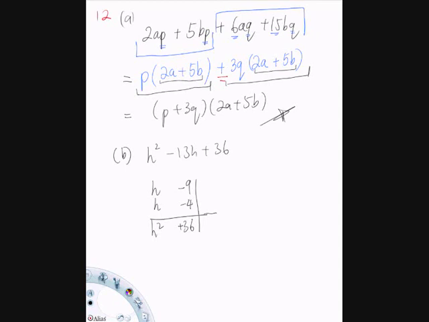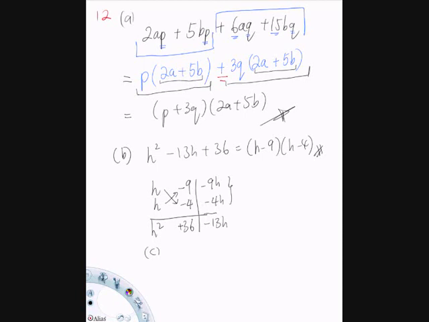Because h multiplied by minus 9, you get minus 9h. h multiplied by minus 4, you get minus 4h. And the sum of these two will give you minus 13h. So after factorizing, h squared minus 13h plus 36 will give you bracket h minus 9, bracket h minus 4. So this is the answer.